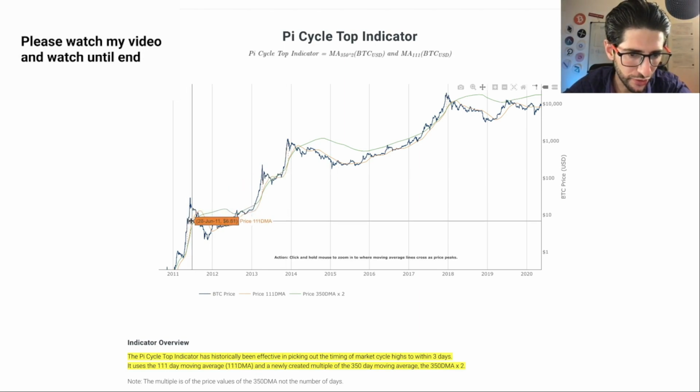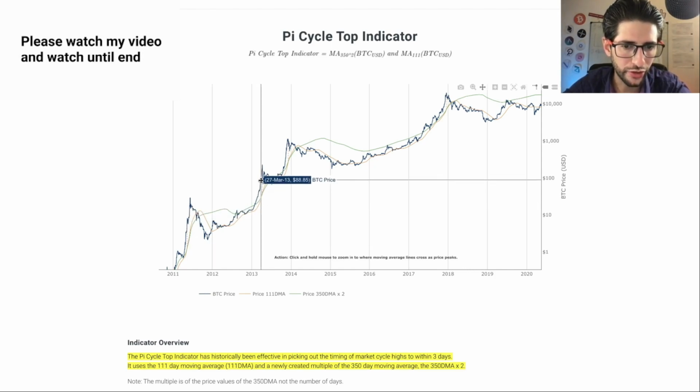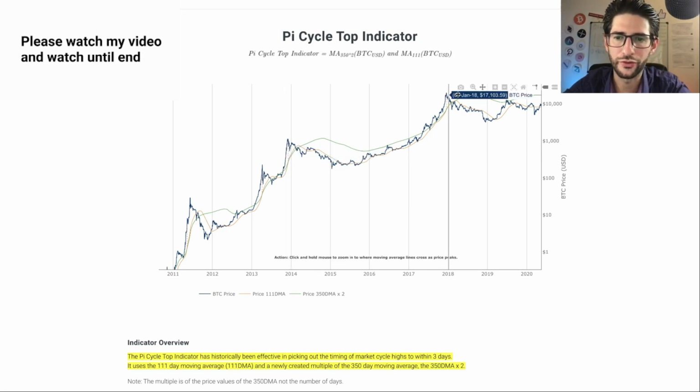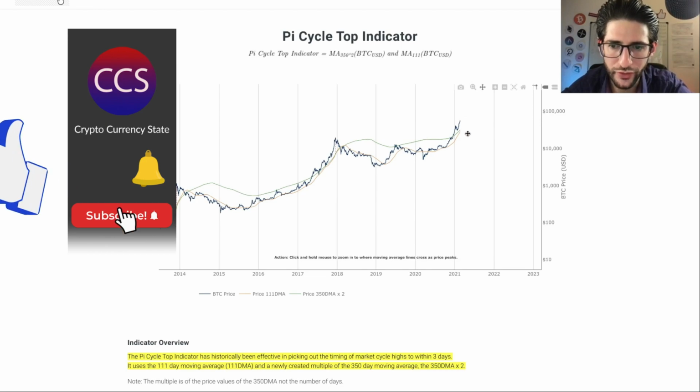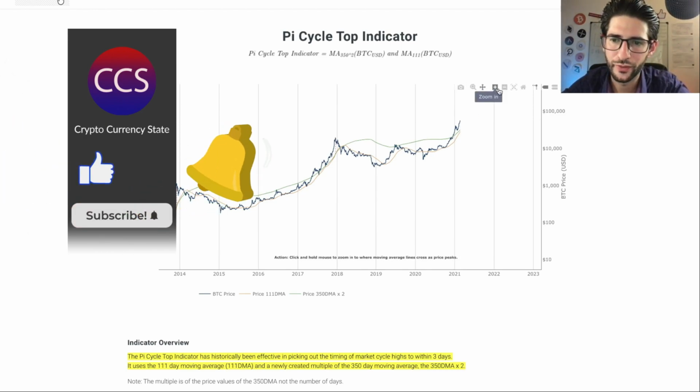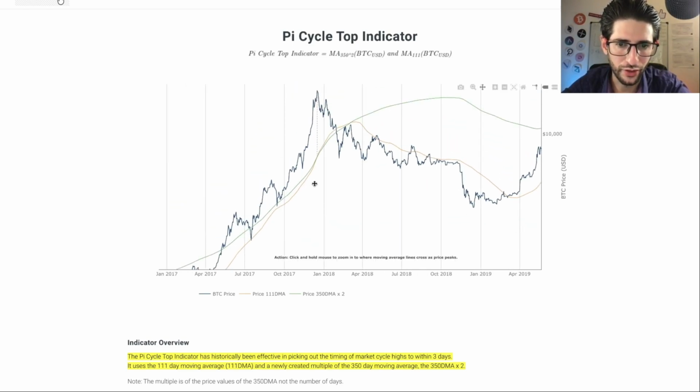That happens here in 2011, also here in 2013, and in 2017. And right now we are at this point where the two lines are very close to each other. Let me zoom in a little bit here. This is the bull market of 2017, and look, this is the moment that the orange line crosses the green line, and after that it was all bear market.